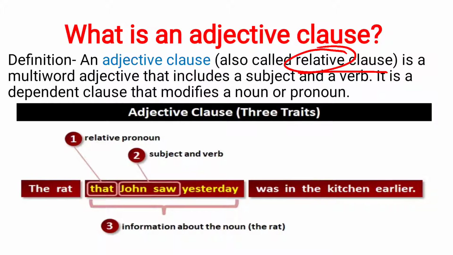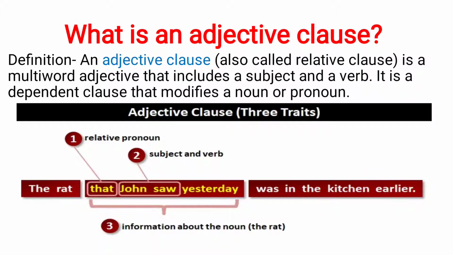Let us try to understand this with an example. The rat that John saw yesterday was in the kitchen earlier. Now, in this sentence, do we have a subject and a verb combination? Yes, we have a subject, John, and we have a verb, saw, and that is why it is a clause.